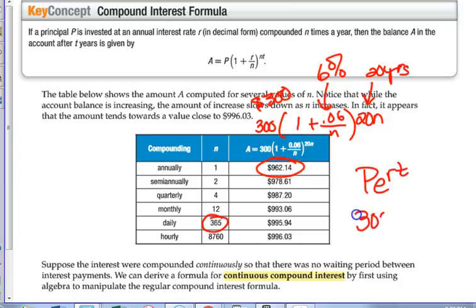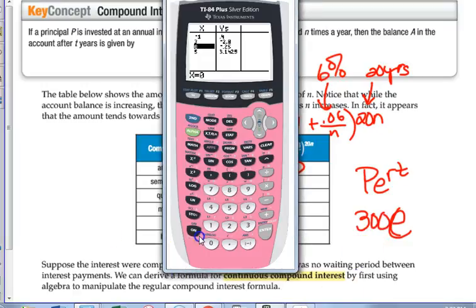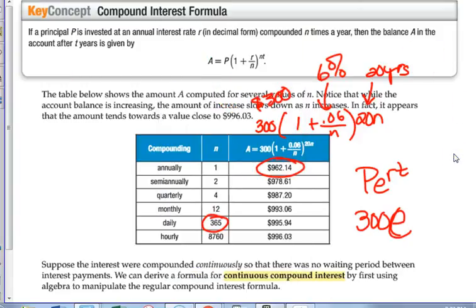So would someone type this for me? 300 e to the, okay. I like to use the E button, and I recommend you do. That's on the left side of your calculator, 2 up from the bottom. It's ln, so if you do second and then that E button, it brings up the to the power of for you, and we're going to need to put in there 0.06 times 20. 196.035.